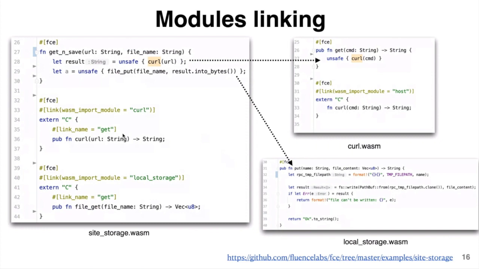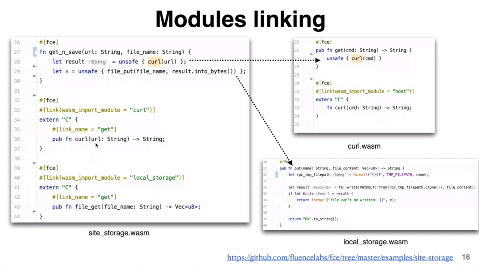Here you can see three modules: site storage, curl, and local storage. This example aims just to download a site with curl and put it somewhere on the file system. Just an example. And here you can see that we have this binary, site storage, that is linked with curl and local storage. The linking here is done also the new Rust way, by a foreign block, an extern block, but also with a special macro, the same one. This is the only thing that you need to do additionally, and inside this block you can use the types that are supported by the SDK.